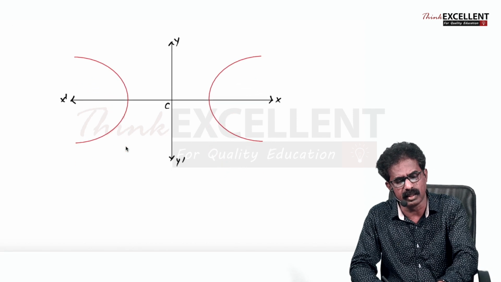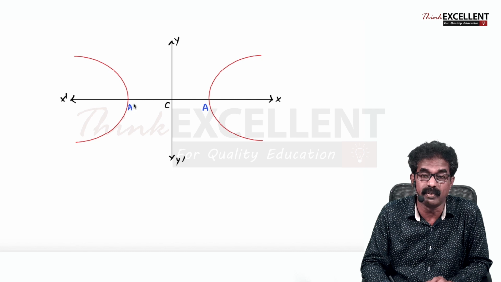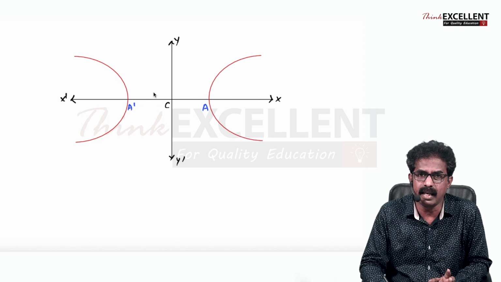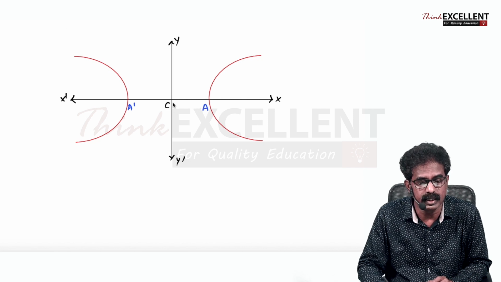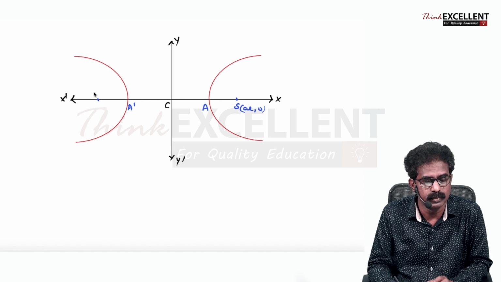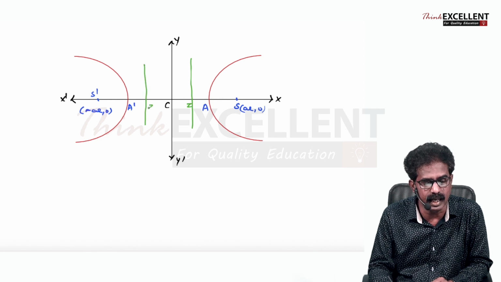Listen, first I'll give the brief simple proof. Then I'll show the steps, what steps you write for the exam. So here, same assumptions only. A A dash is 2A. C is the center, it is 0, 0. S is the first focus, it is AE, 0. But how we are getting that, we are going to see. And S dash is minus AE, 0. And for the first focus, there is a directrix, so we take it as Z. And for the second focus, there is a directrix, say Z dash, right?